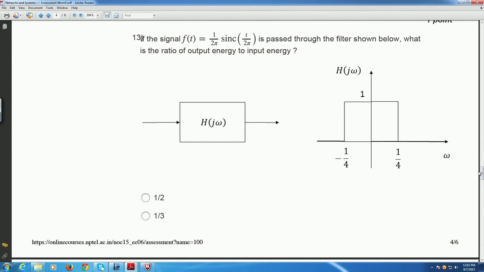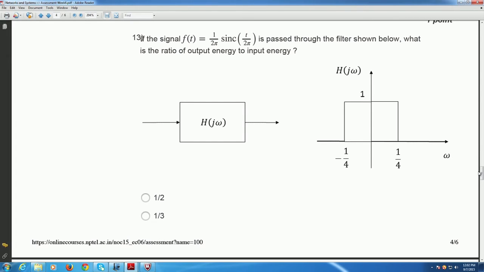So, the 13th question tells you that there is a filter. A filter is just an LTI system with a certain impulse response. And when I say H of j omega inside a box, that is the Fourier transform of the impulse response, and that is given to you. And the signal f of t is 1 by 2 pi sinc t by 2 pi, which is passed through the filter. What is the ratio of the output energy to the input energy?